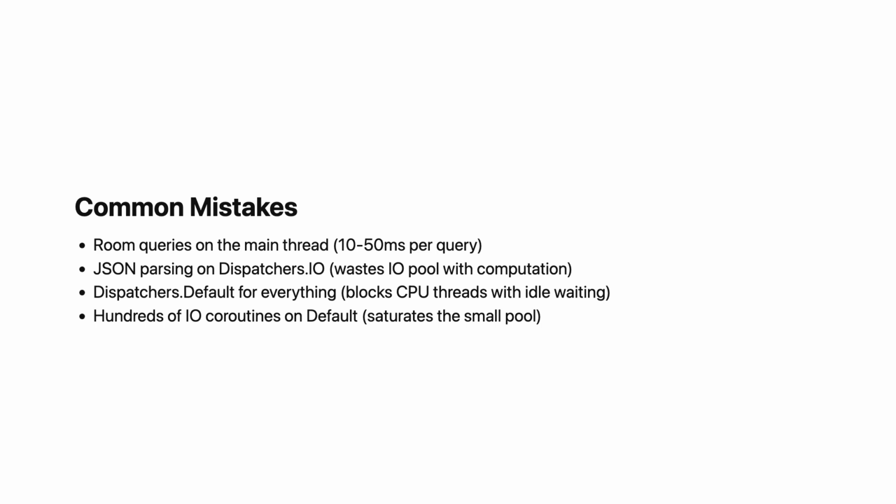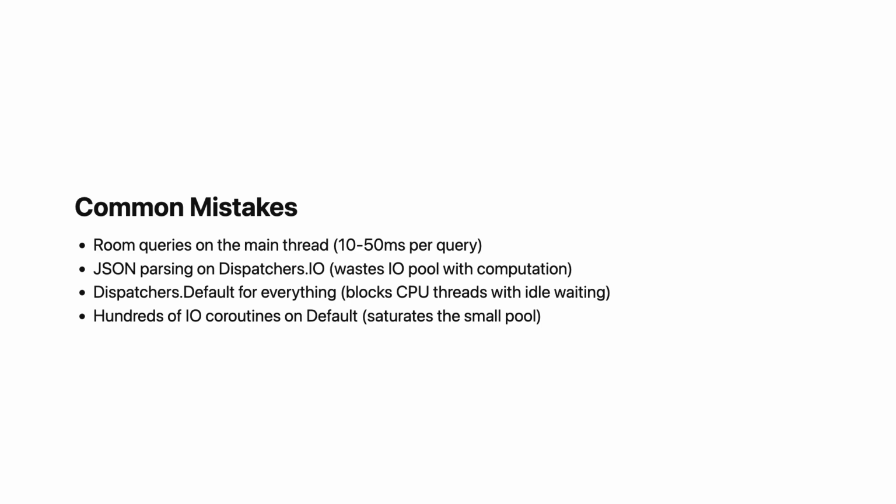Let me highlight mistakes I see constantly. First, running Room queries on the main thread. Room warns you about this with an exception by default, but some developers disable the warning. Do not. Even a simple query can take 10 to 50 milliseconds, which is a noticeable fraction of your frame budget. Second, doing JSON parsing on Dispatchers.IO. Parsing is CPU bound.